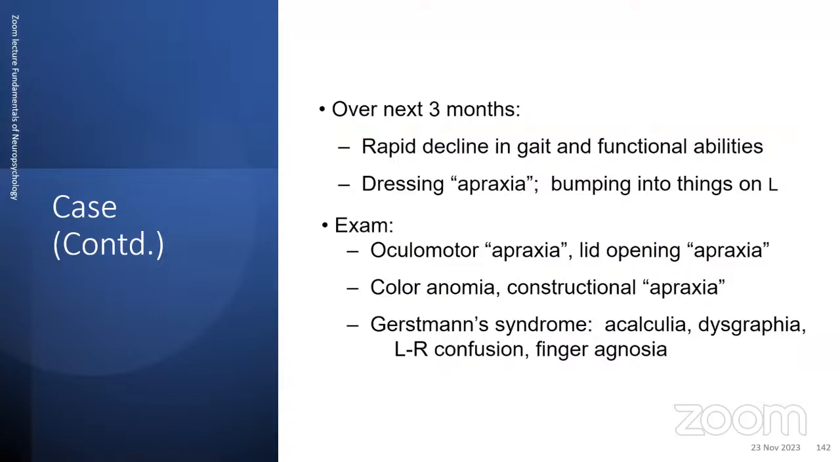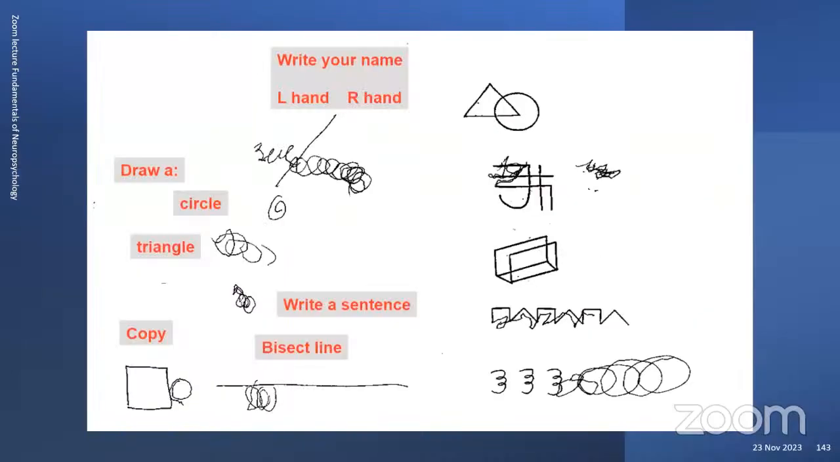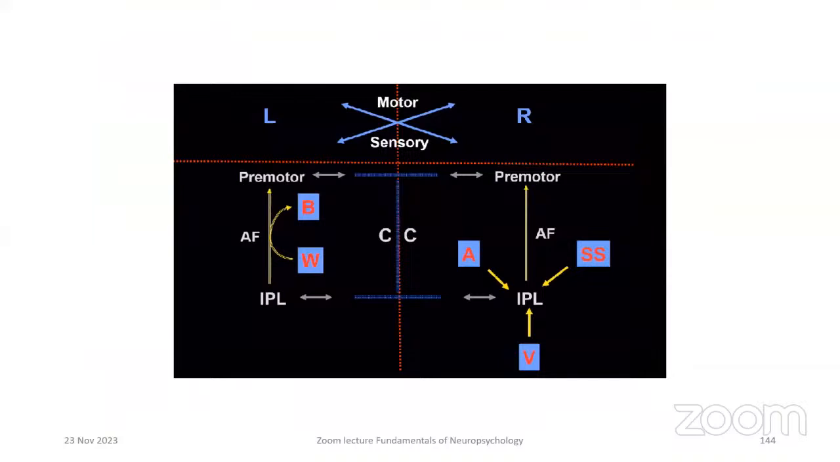left side. There's oculomotor apraxia, lid opening apraxia, color anomia, constructional apraxia, Gerstmann syndrome of acalculia, dysgraphia, left-right confusion, and finger agnosia developed. You can see: write your name, right hand, left hand, draw a circle, draw a triangle, write a sentence, bisect a line, copy. These are the various things which he could not do. And see, this is the overall picture of disconnection.